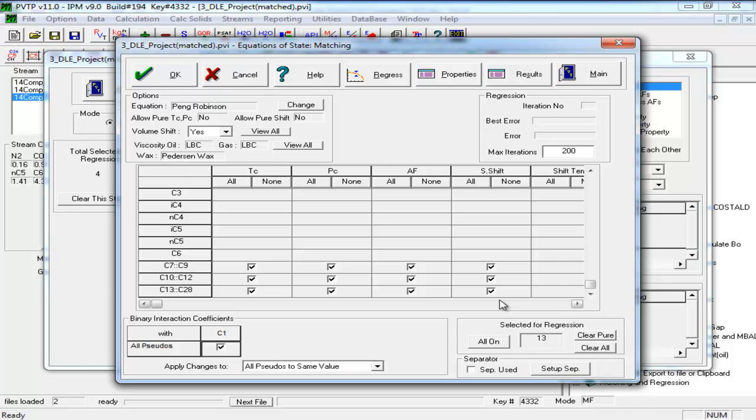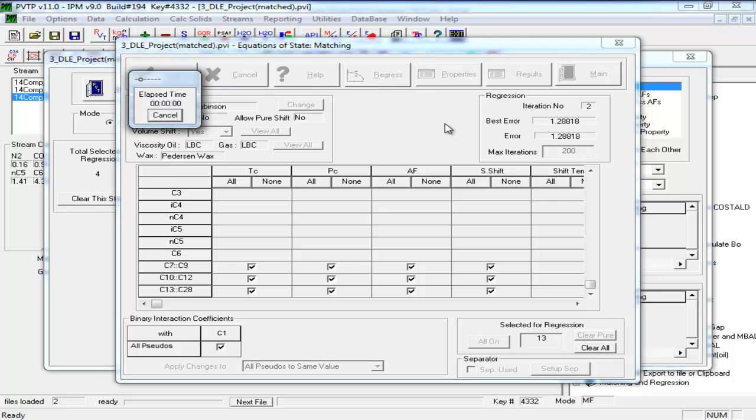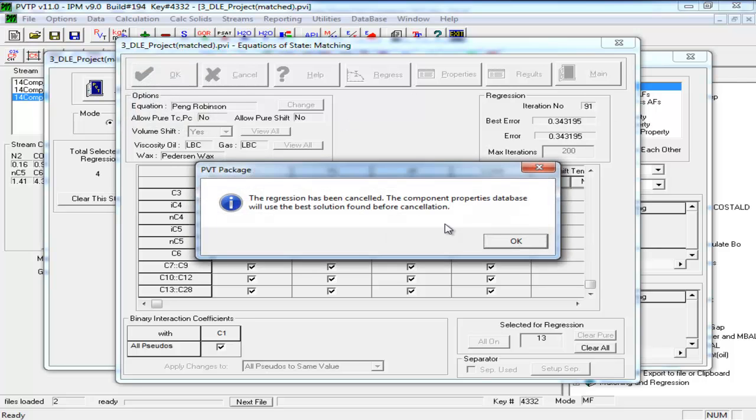So now I will just press regression, and you will see that the process is faster because we have only a few points and we have already no error. And we will see that now. You can wait for that at home. So I will just cancel, okay?